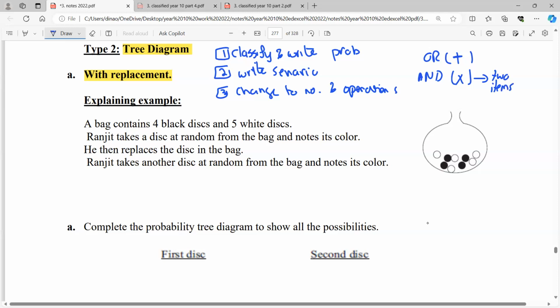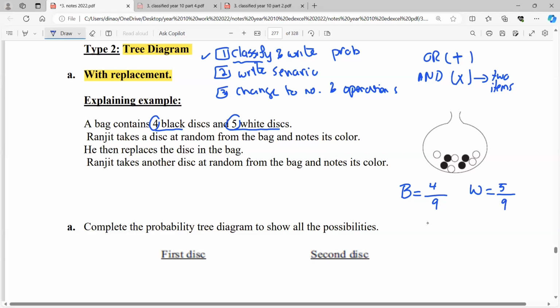Now let's see what the question says. A bag contains 4 black discs and 5 white. This is step number 1, classifying the question. The question is divided into 2 colors, black and white. And again, guys, it doesn't have to be 2 colors only. It could be more than 2 colors. So this is the classification. Write the probabilities immediately. Black is 4/9 and white is 5/9. How did I get the 9? This is the total frequency. And please, as I said in the previous video, when the question is in decimal form, keep it as a decimal.